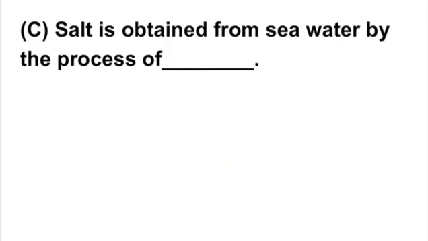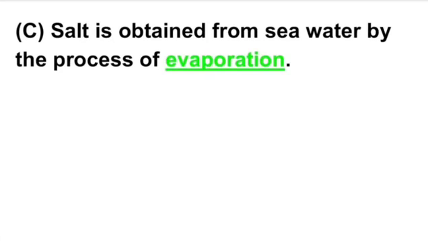C part: salt is obtained from sea water by the process of dash. Salt is obtained from sea water by the process of evaporation. So the answer is evaporation.